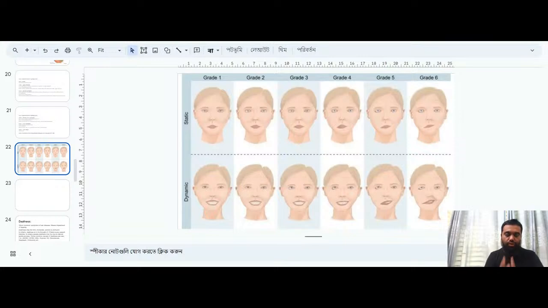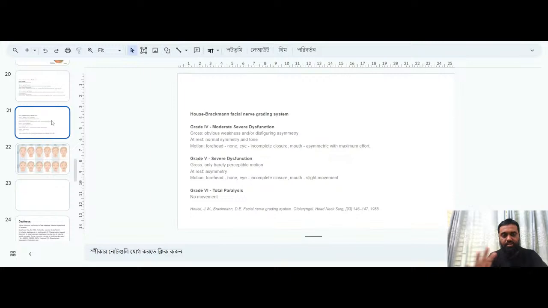My homework to you: first thing, draw and label the course of the facial nerve, number one. Number two, write down and memorize the different grades of facial nerve injury in the House-Brackmann staging system. For you, I can make it easy.